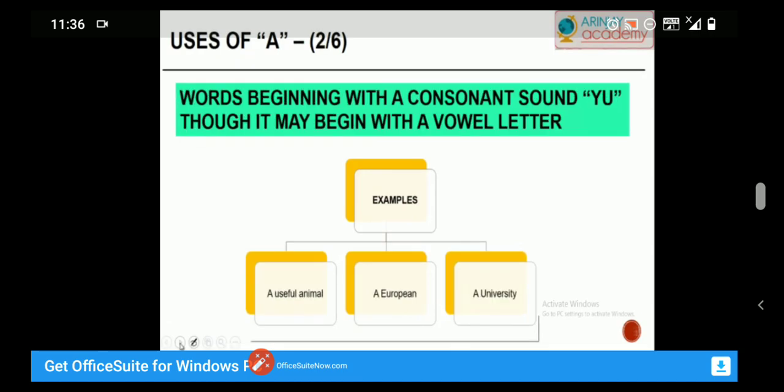Next, second, we use the article a before the words beginning with a consonant sound yoo, though it may begin with a vowel letter. For example, a useful animal, a European, a university. Here, see, the letters U and E are vowels, but we use the article a before them because the vowels here have the consonant sound yoo.